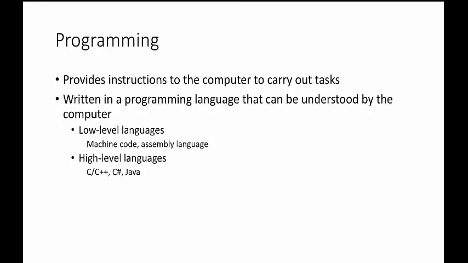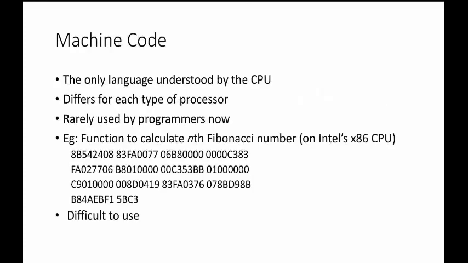One is low level and high level. So your low level is actually machine code, which is your assembly language. And your high level languages are, for example, C, C++, Java, and so on. Machine code is the only language understood by a CPU. It differs for each type of processor. It's rarely used by programmers now.